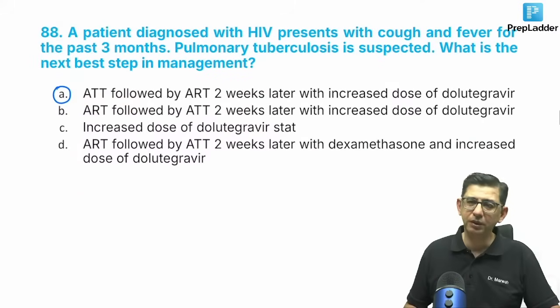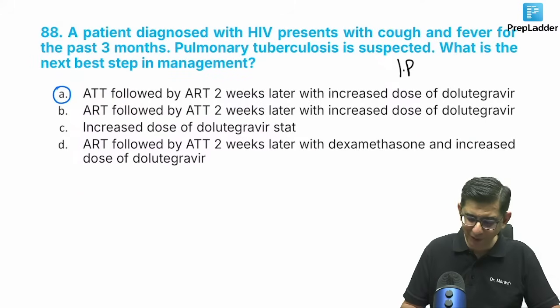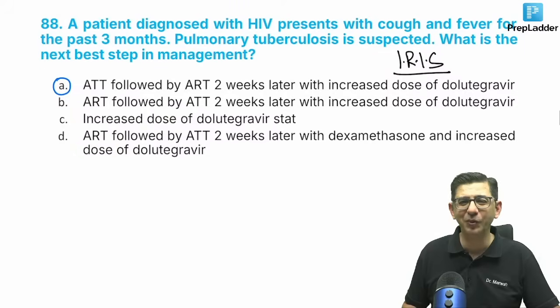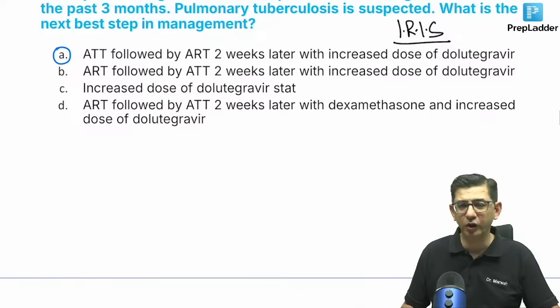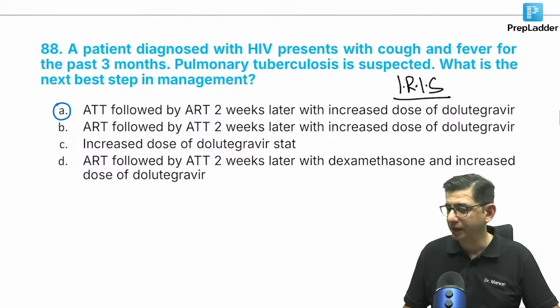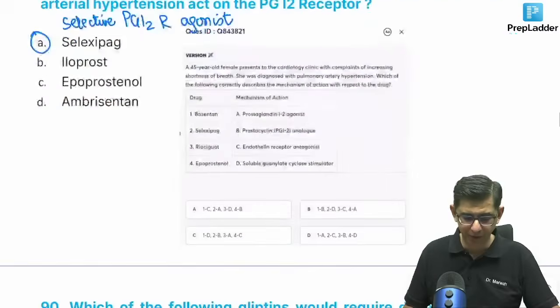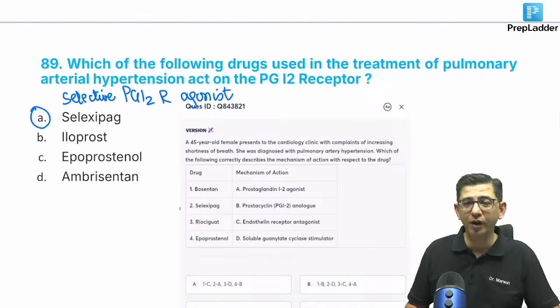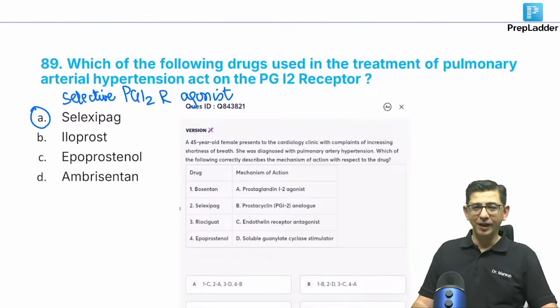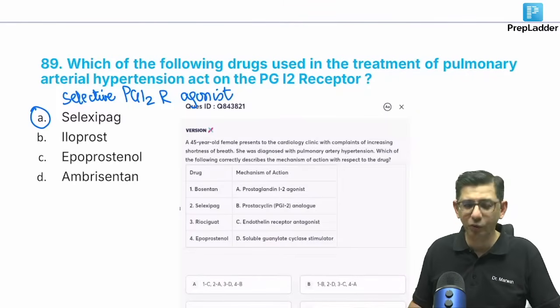Then IRIS, I mean this I don't need to explain. You must be bored by now of hearing me talk about IRIS. So the only thing was increased dose of dolutegravir. Otherwise the IRIS part is pretty easy for you to pick up in the question. Pulmonary artery hypertension, he has gone beyond asking about ambrisentan, bosentan. I thought he would ask up to iloprost, but they have gone beyond that.